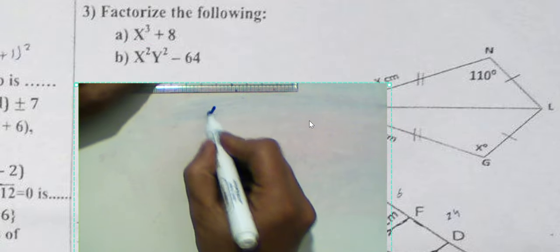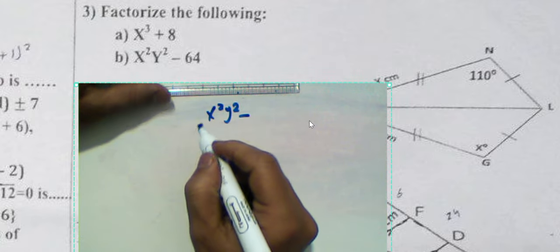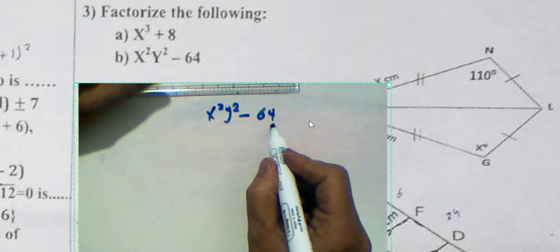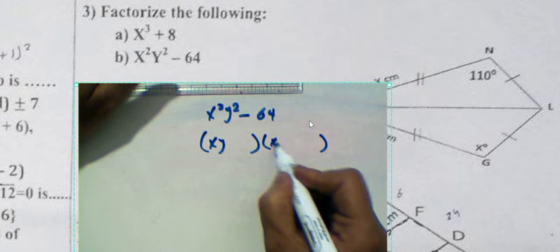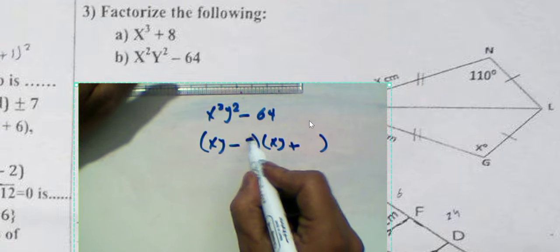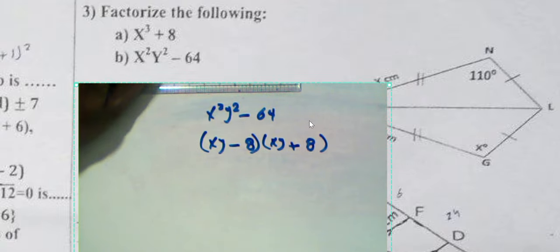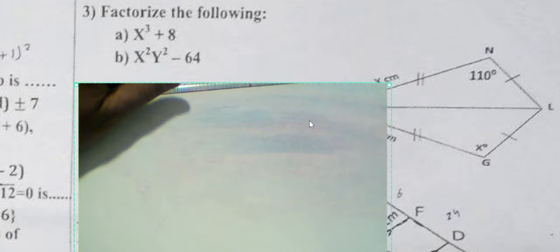Next expression down, x power 2 y power 2 subtract 64. We have the difference between two squares, open two brackets, xy times xy, negative and positive, 64 equals 8 times 8. Next question here.